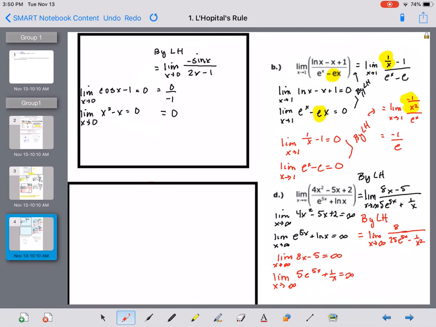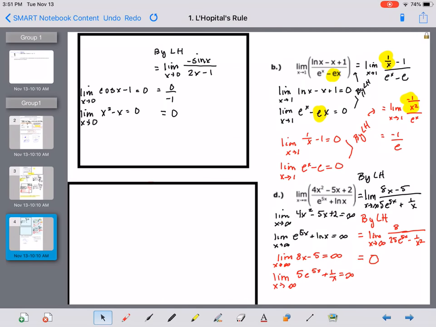Okay, so 8 is just 8, but everything that's causing our problem, our 25e to the 5x, that's going to infinity. So I have 8 over infinity, 8 over a really large number, which means I have a very, very small number. So this actually goes to 0. Okay, try C on your own, and then pause the video and come back to it.